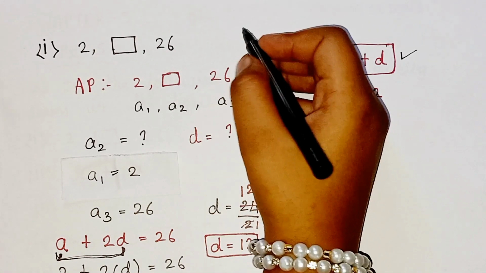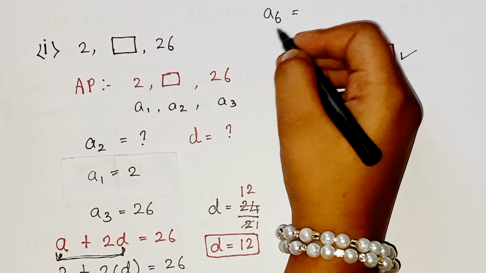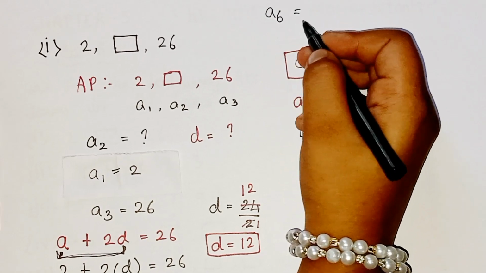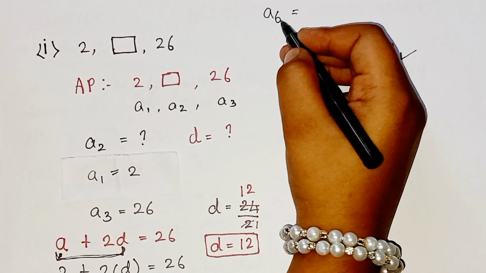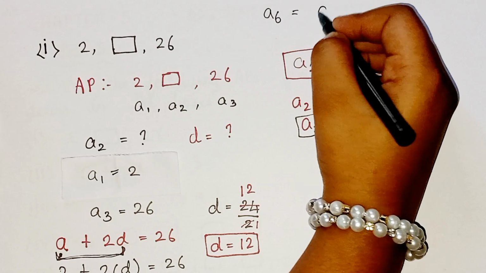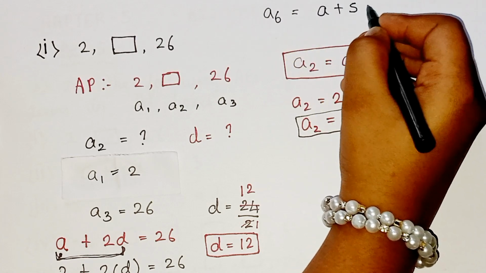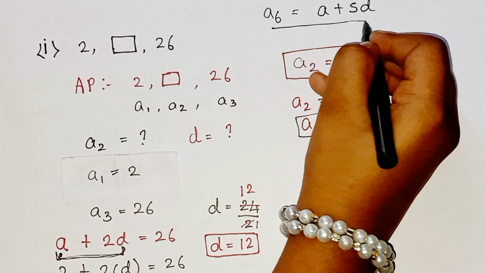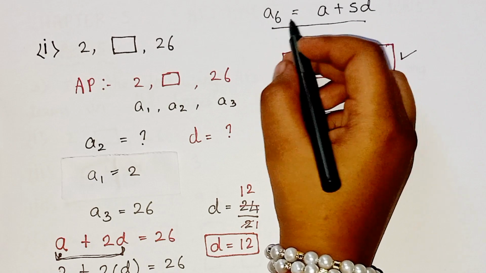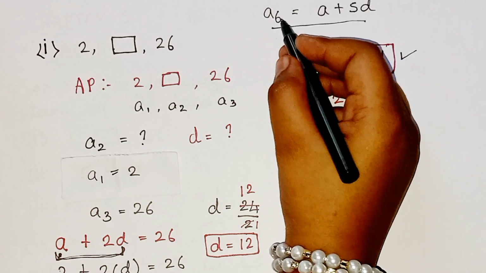So in case I just take a random number like A6, think that we have an AP in which we don't know the A6 value. A6 value means the sixth term. So how will you find it? The formula is A plus the previous number of 6, which is 5D. This is how we find the terms. Here it is the sixth term, and substitute the values, then you will get the sixth term value.